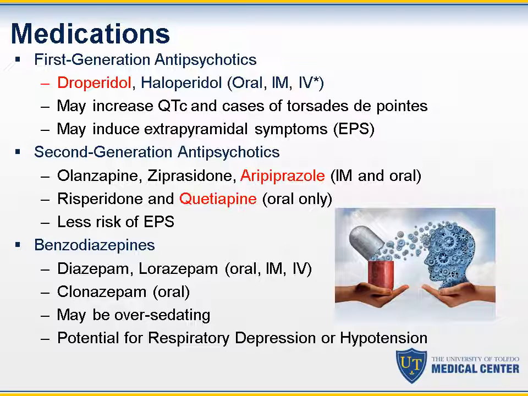Benzodiazepines can be used, and we're all very familiar with benzodiazepines. They can be over-sedating, and they have the potential for respiratory depression or hypotension. We need to especially consider this in patients that already have underlying respiratory conditions, or if they are already on other CNS depressants such as alcohol, as this risk for respiratory depression actually increases. Other medications that are sometimes used to help with agitation are diphenhydramine and hydroxyzine, and clonidine may also be used for alcohol withdrawal, and we will discuss that later.